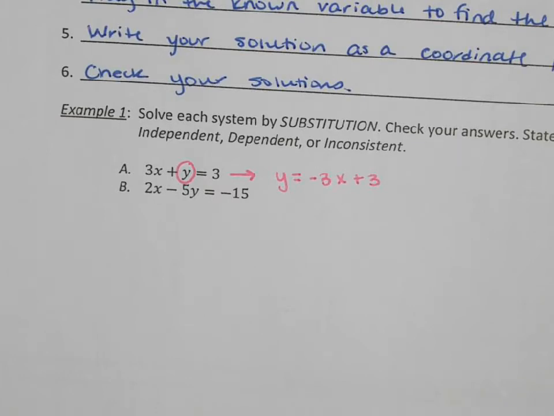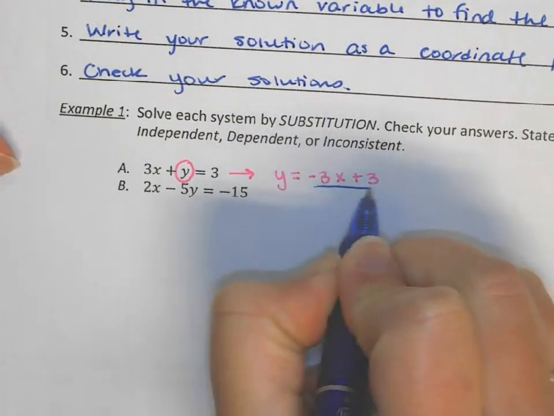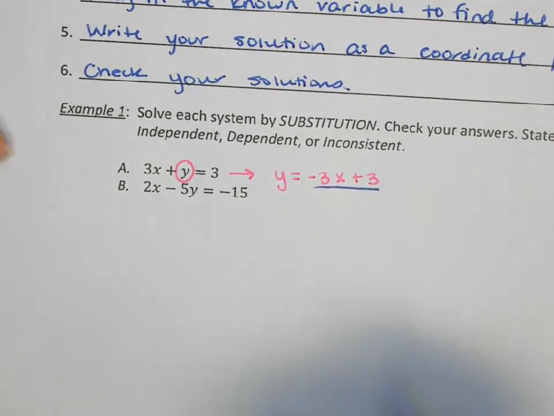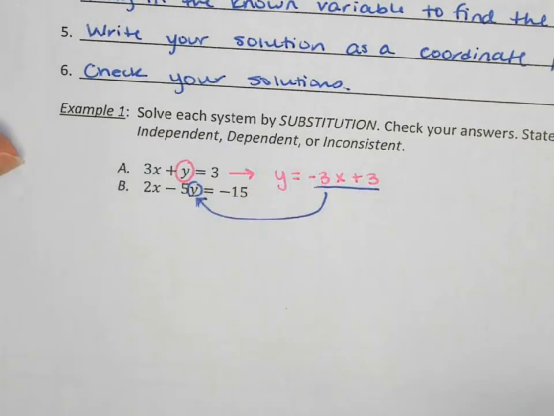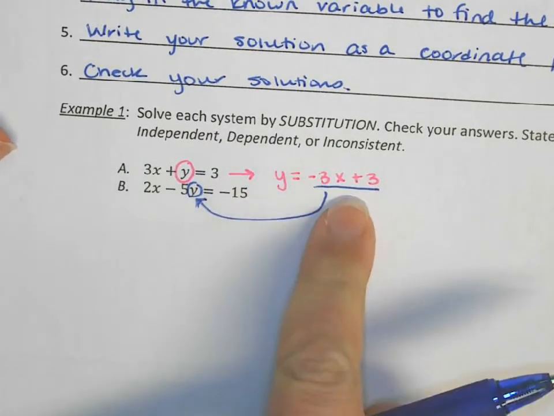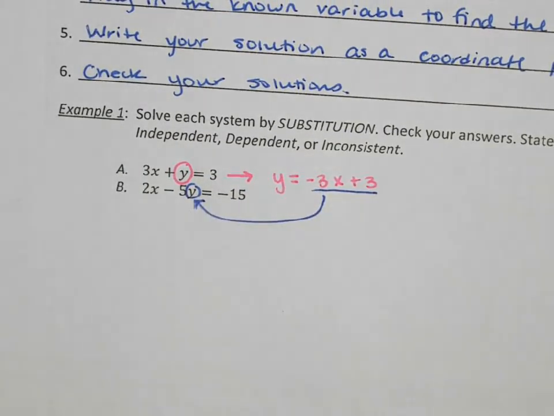So, then it says get a variable alone. Did that. Substitute that expression into the other equation. Since this is representing y, this is y, what I'm going to do is I'm going to plug it into y down here. Because y equals this expression, I'm going to replace y. I'm going to substitute y in as negative 3x plus 3. So I'm going to write this out.